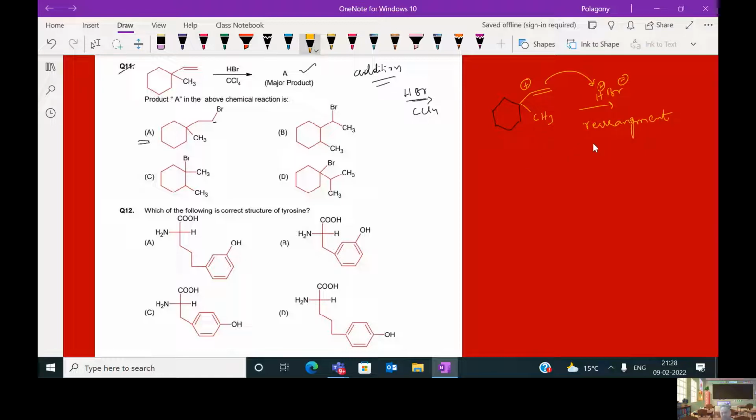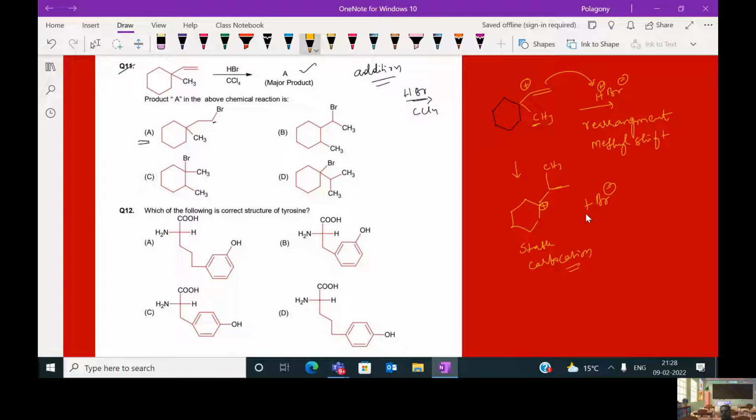There is a rearrangement through a methyl shift. What is the methyl shift? The methyl group will migrate to this. Now see, here is the methyl group. Here I am adding the positive charge. Now the most stable carbocation is formed. This is the more stable carbocation, the most stable carbocation. Next, the Br is the nucleophile.